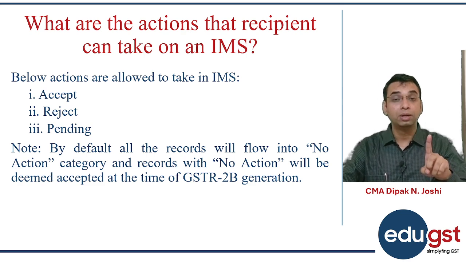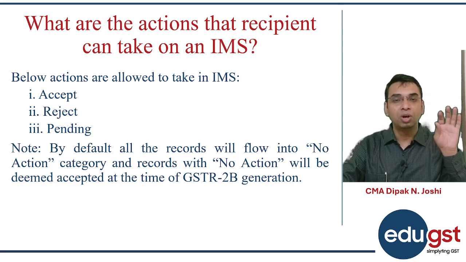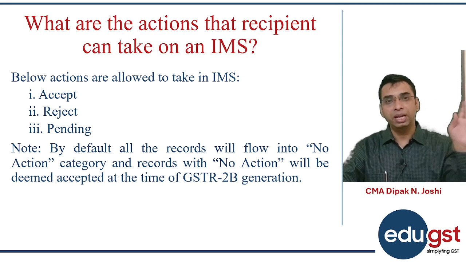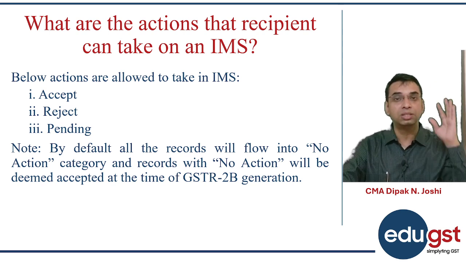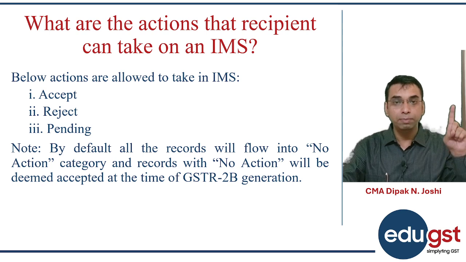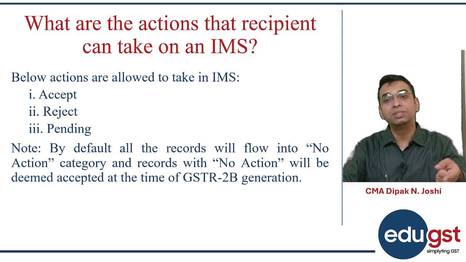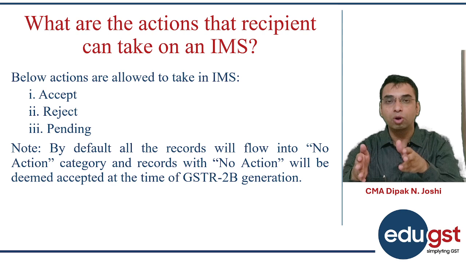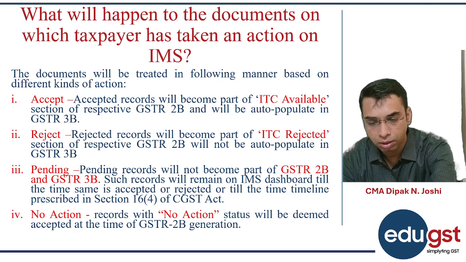Please note that no action is the default action at the time when GSTR2B will be generated on the portal. All the invoices, all the documents will be under the category of no action. And if you are not taking any action, that is accept, reject, pending, the portal will assume that you have accepted this record. Right? So no action will be the default action. Accept means accepting the record. Reject means rejecting the record. And pending means you are keeping those records for taking action in future.